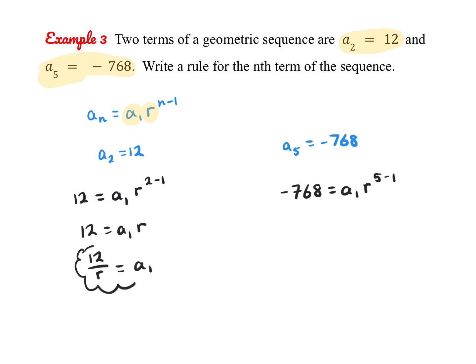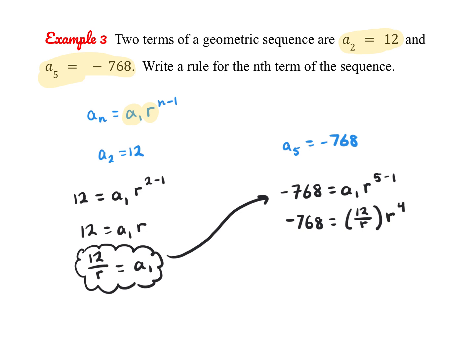So I'm going to take this and I'm going to substitute it into my second equation. So we have negative 768 equals, instead of a sub 1, I'm going to write 12 over r and then times r to the power of 4. 5 minus 1 is 4. So again, I took this and I substituted it right here.